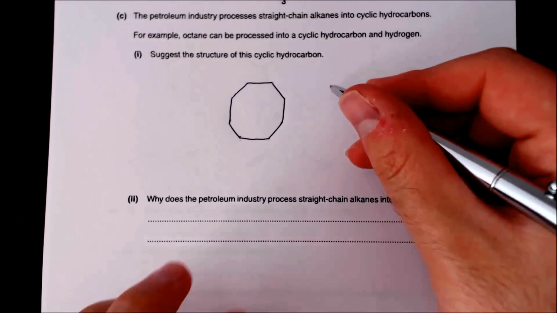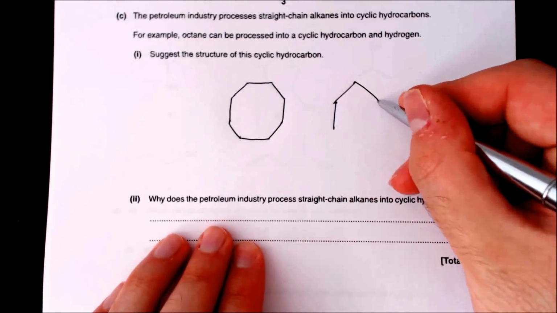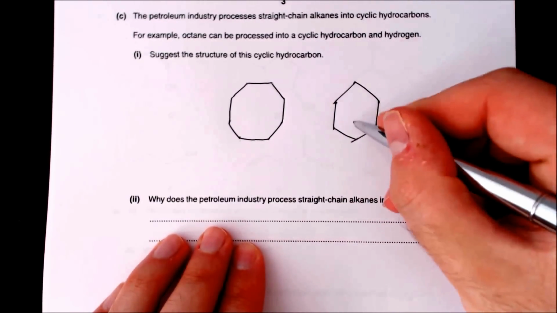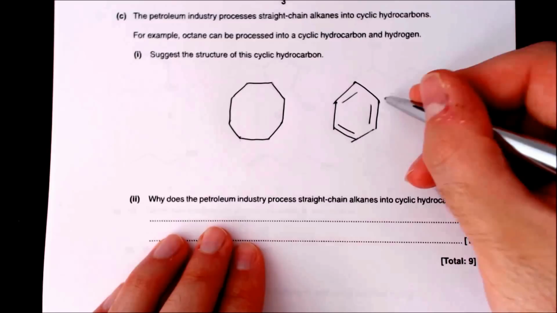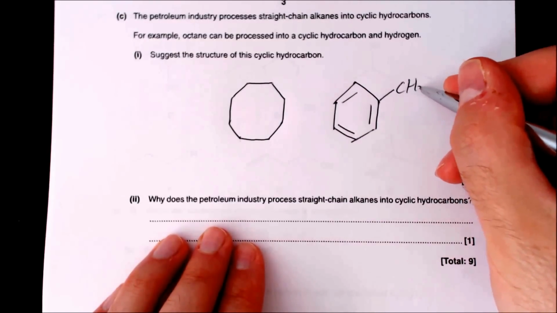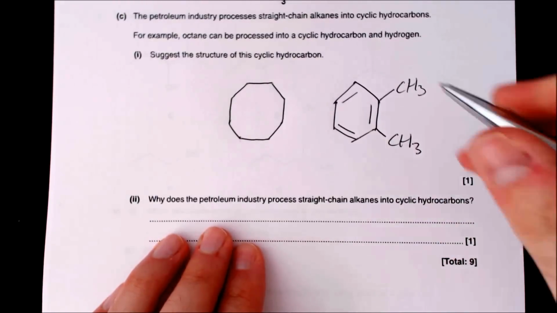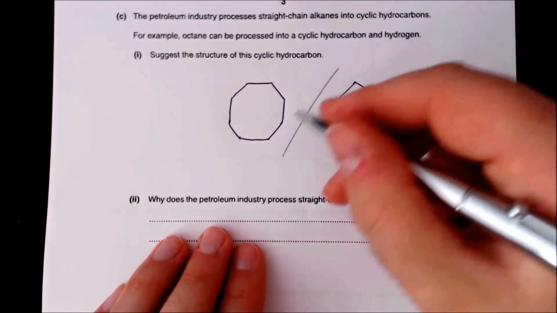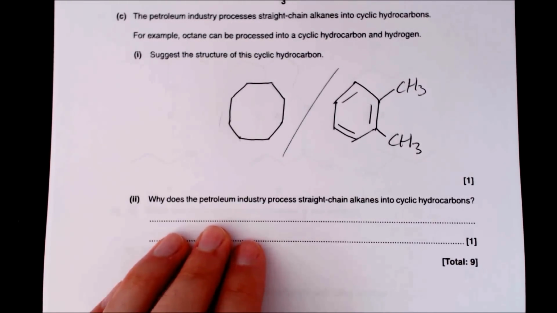You could go for, if you know this, an aromatic compound, although probably a lot of you might not know what this is, but it's just an alternative answer, where you can have something like this, which is 1,2-dimethyl benzene. But yeah, anything like that. This is probably the most obvious one, though, that you would probably draw. Okay, and that gets you the 1 mark.